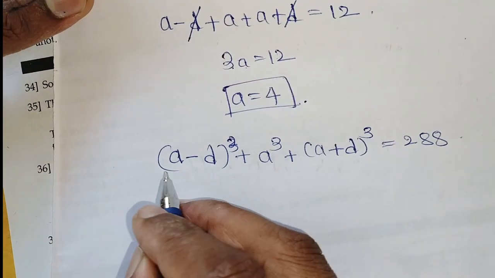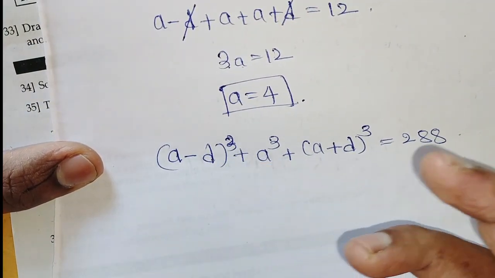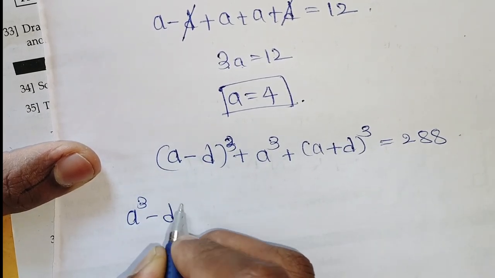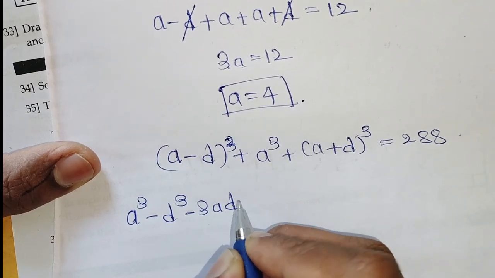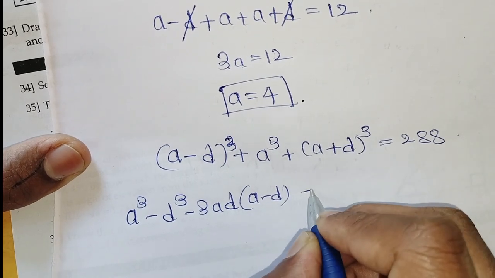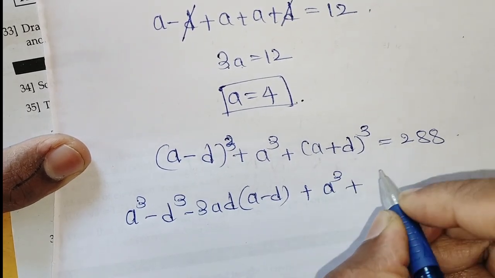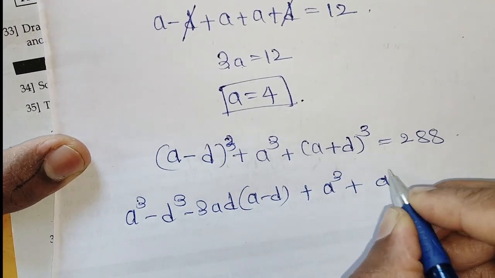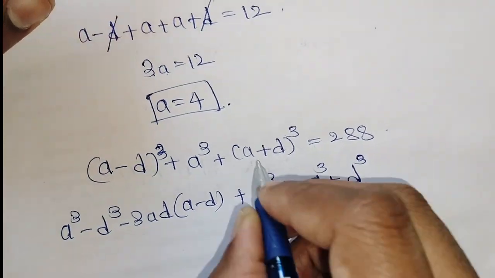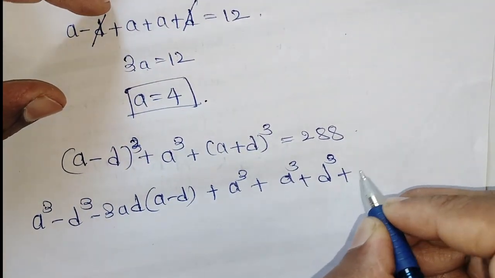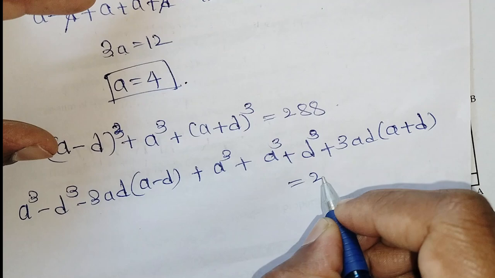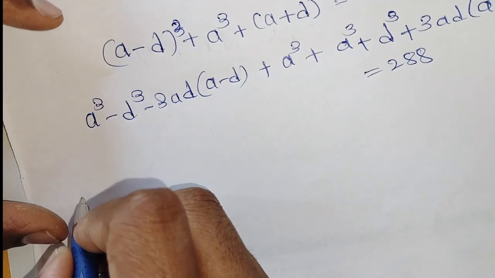You know the formula for (a minus b) whole cube, so the same formula has to be applied here. That is a cube minus 3a squared d plus 3a d squared minus d cube, plus a cube, plus a cube plus d cube plus 3a squared d plus 3a d squared plus d cube, equals 288.